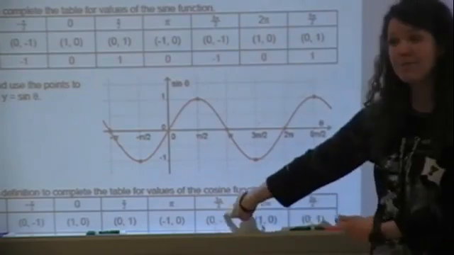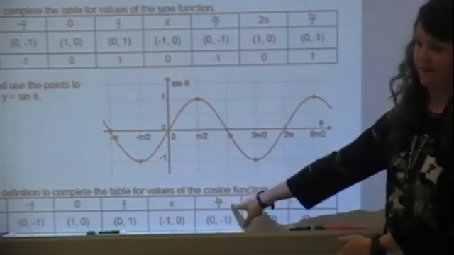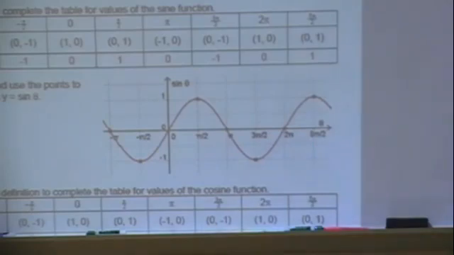Okay, so now do the same thing, but this time we've switched to cosine. So now when we fill in our ordered pairs, this time we're looking at the x values. So fill them in and plot them. And now you know it's supposed to be curved. So go ahead and connect the dots. Curvy if you can.